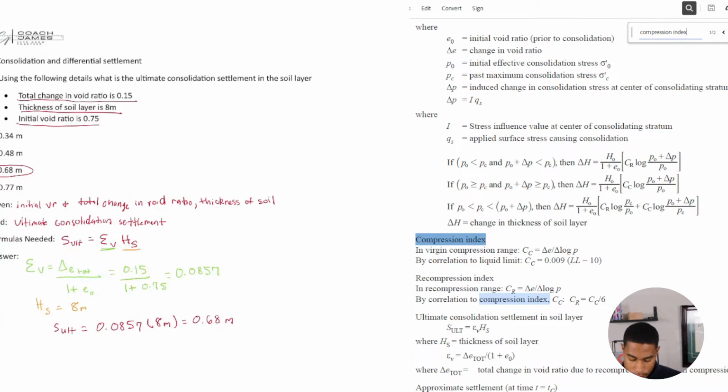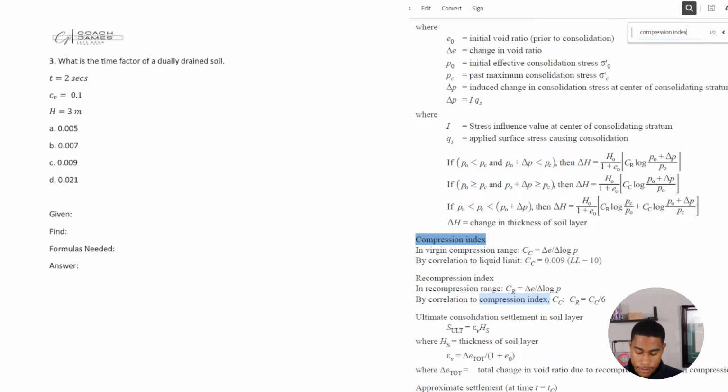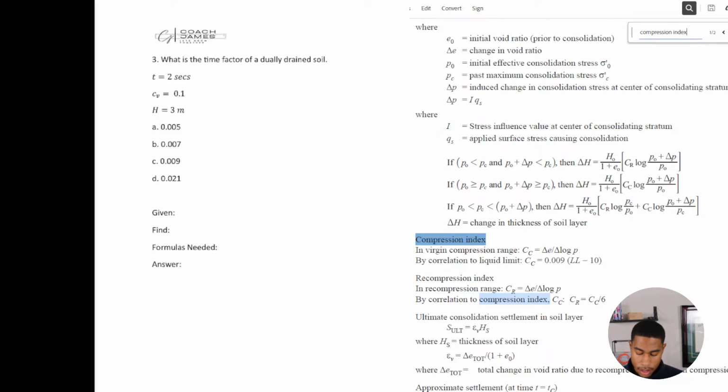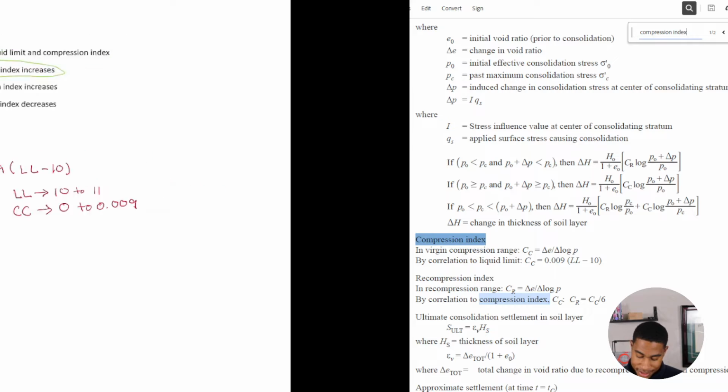All right, so this concludes the consolidation and differential settlement portion of the geotechnical engineering review. In the next video, we're going to be looking, I thought this concluded it. I lied. This is not concluded. Let's look at number 3.